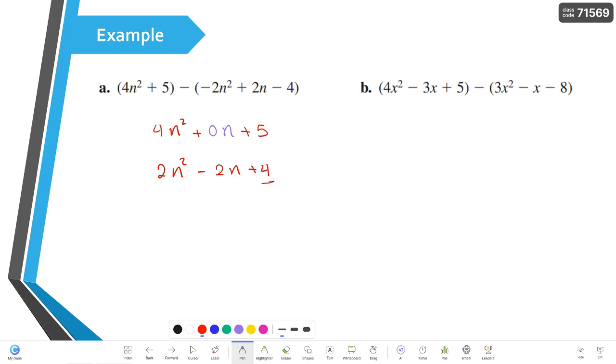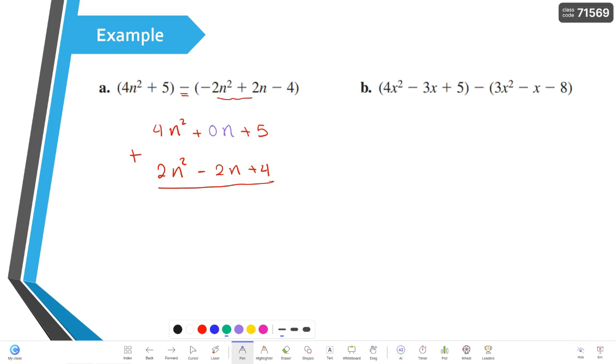And the purpose of doing this is that we have here a negative sign. This negative sign is the same as having negative 1 multiplying this polynomial. So once you multiply any term by a negative sign, every single term will change its sign. So instead of subtracting the two polynomials, since I already changed the signs, I'm going to add them together.